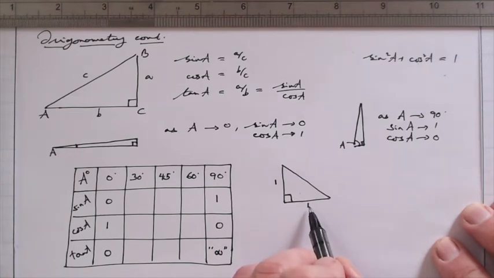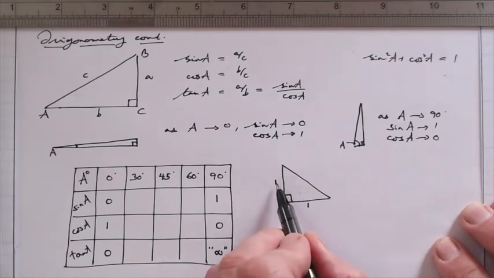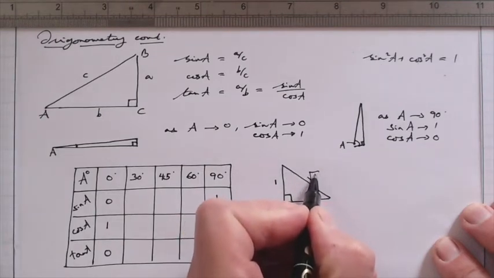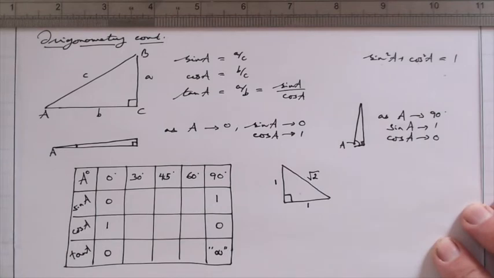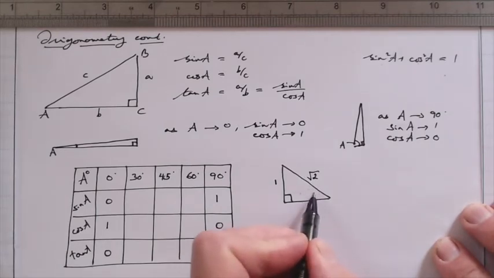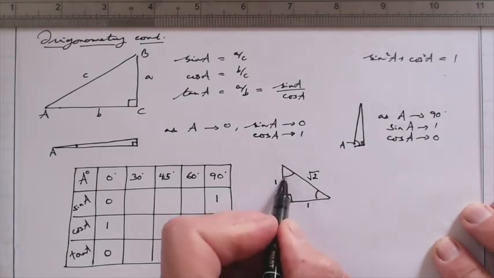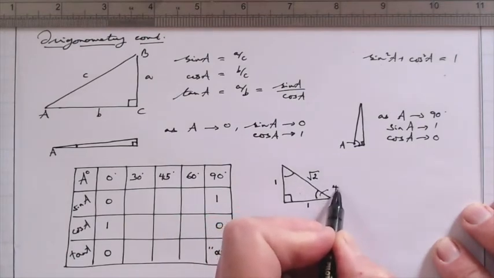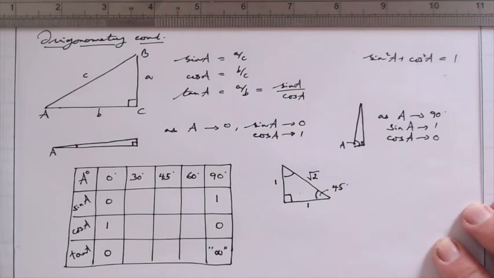We have 1 squared plus 1 squared is 2, and so the square of the hypotenuse is 2, so the length of the hypotenuse is the square root of 2. Because it's an isosceles triangle, these two angles are the same. They have to add up to 90 degrees, so they must be 45 degrees each. And so we can read off very quickly in this table what happens.